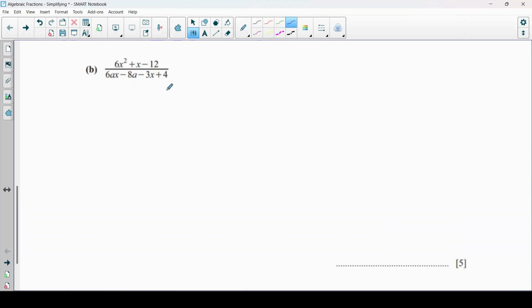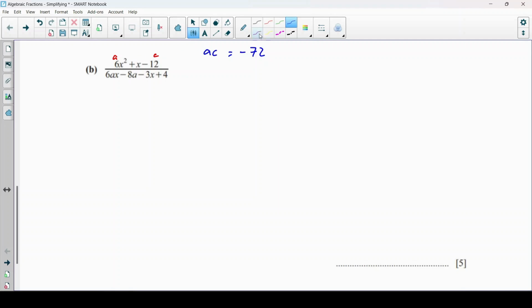This one's 5 marks, so I guess it's going to be a little trickier. I'd imagine the top is going to factorise, so let's do that first. So we're going to use the AC method. So AC is 6 times minus 12, that is minus 72. So we're looking for 2 numbers that multiply to give minus 72 and add to give b, which is 1.